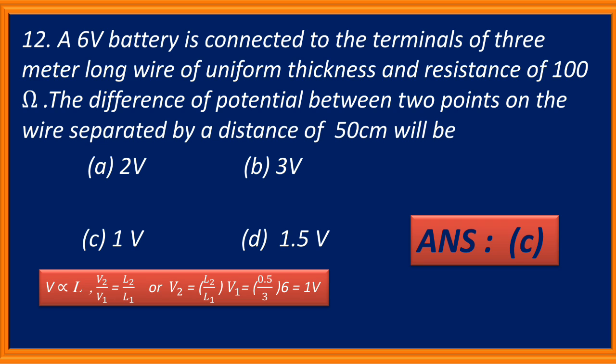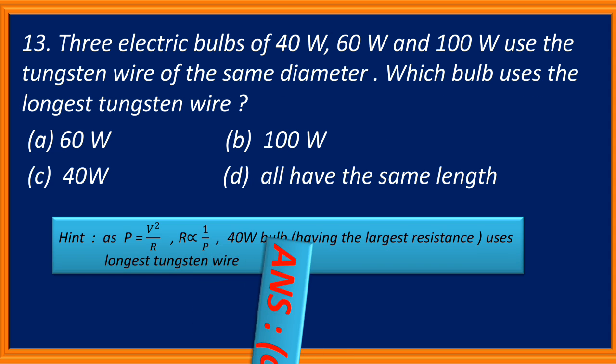Now we know that V varies as L, so V2 by V1 equal to L2 by L1, or V2 equal to L2 by L1 into V1. So after putting the value we get the correct answer as 1 volt. So the option C is the right answer.